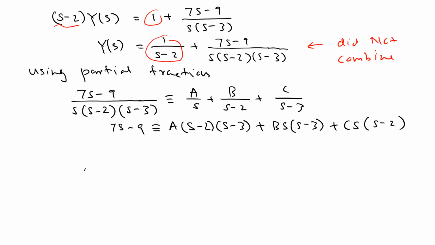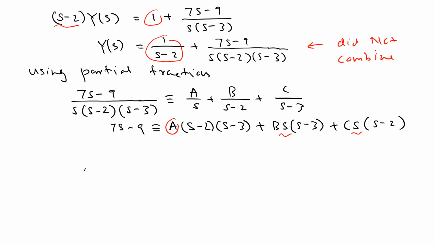Okay, so after you get to this level, there are two ways to do it. One way is just substitute the appropriate values. For example, if you want to find A, look at the common terms of the other two. You can see s is common, so you're going to make it 0. That means you plug in s equals 0. Right after you plug in s equals 0, you get A.